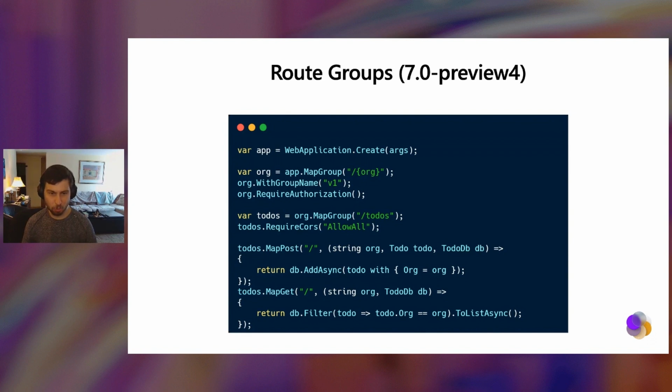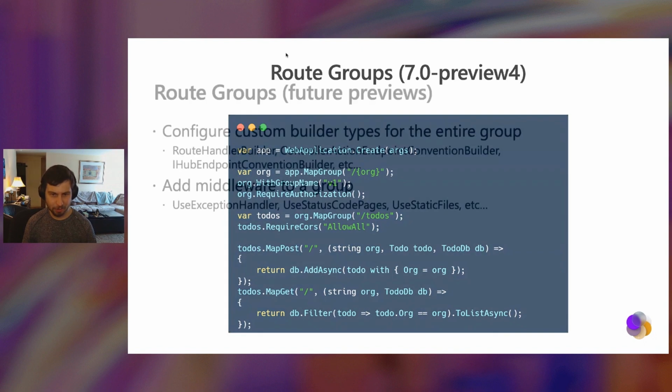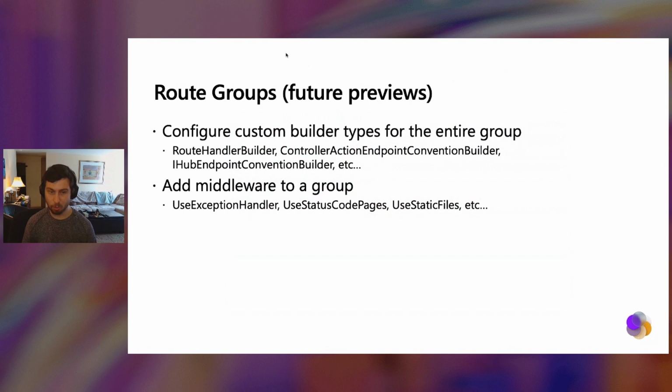So this is what we're planning to ship in preview 4. It still needs to be merged, so hopefully that code just works as written. It does right now in my branch, but this is the goal. And so super excited to see how that plays out, get your feedback. On the next slide, we talk about what we want to do in future previews.